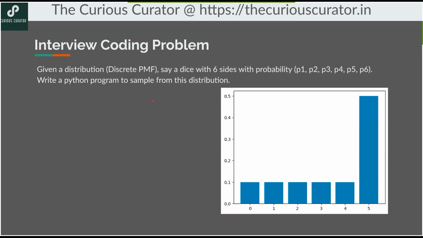And again, I'll just repeat the problem, but we have more insight into what we were doing before. So again, the question is, given a discrete probability mass function, we want to sample from a six-sided die with probabilities p1, p2, p3, p4, p5, and p6, a vector of 6 probabilities which sums to 1 and is positive. So we want to write a Python program to sample from this distribution.